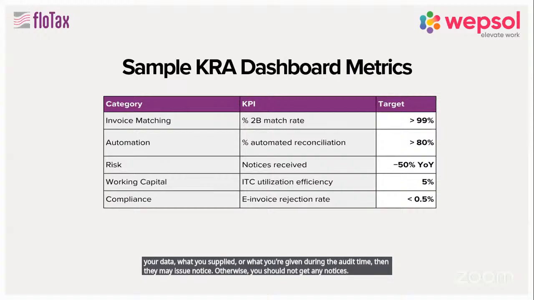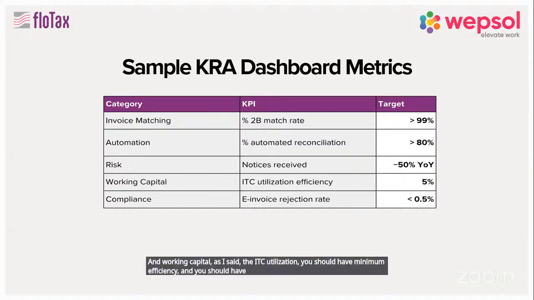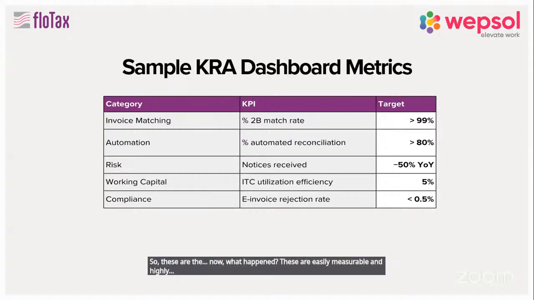And working capital, as I said, the ITC utilization, you should have minimum inefficiency, and you should have working capital reduction of minimum 5% year on year. And on compliances, e-invoice rejection rate, you should have less than 0.5%. So these are easily measurable and highly remunerative. Earlier, it was all subjective.